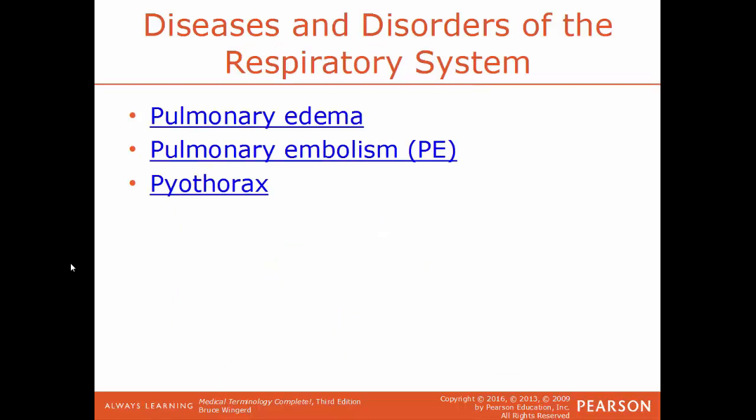Our next term, pulmonary edema. This is a fluid accumulation within the air sacs of the lungs, which makes it very difficult to breathe. Our next term, PE, pulmonary embolism. This is where you have an embolism, which is a traveling blood clot, that actually enters the lungs. So that's why it's a pulmonary embolism.